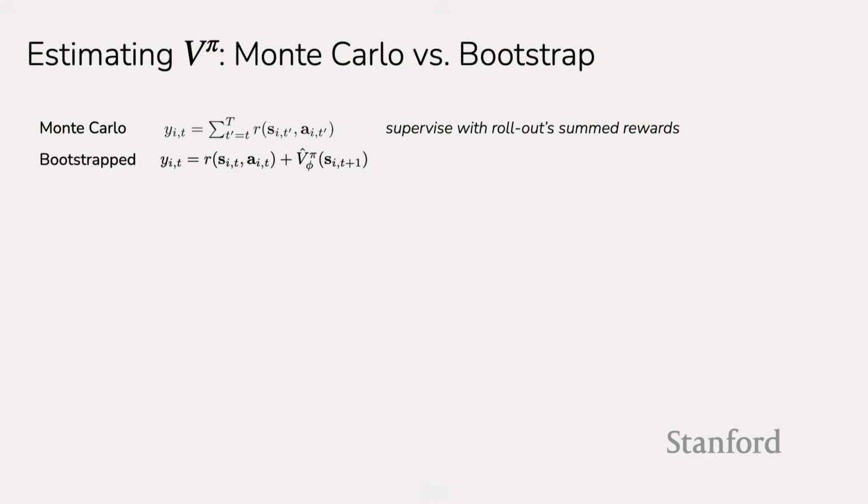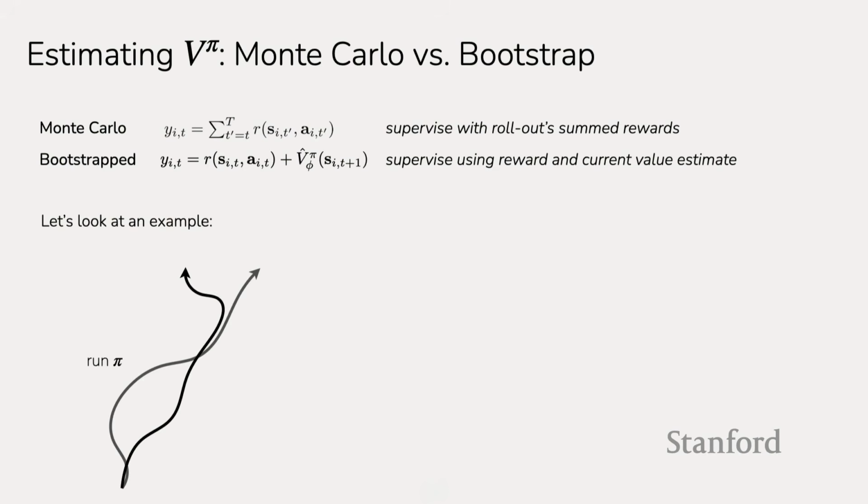To summarize what we've talked about so far, with Monte Carlo, we're supervising with the rollout summed rewards, whereas with bootstrapping, we're supervising using the reward plus the current value estimate of the next state. And if we look at an example, I'll give another exercise for you to figure out. So let's look at an example.